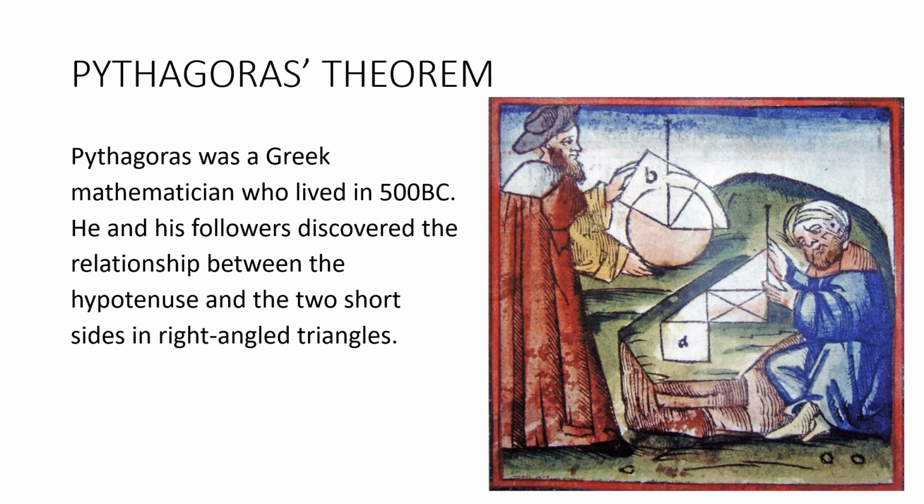And so that leads us to Pythagoras. And he was a Greek mathematician who lived in 500 BC. He and his followers discovered the relationship between the hypotenuse and the two short sides in a right-angled triangle, although there is a lot of evidence that it was discovered before then.